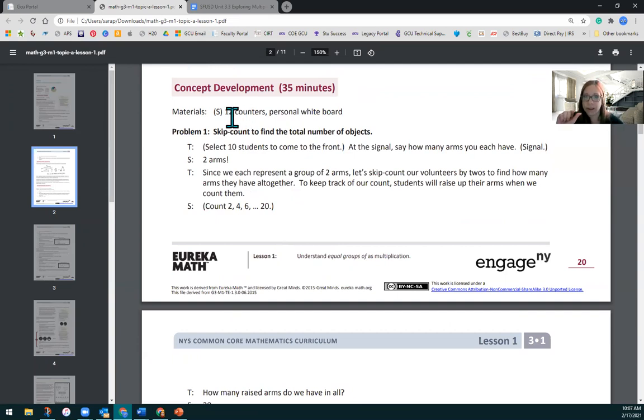We have a little bit of a constructivist strategy in here. We have kids using counters, which is very hands-on. It says problem 1, skip count to find the total number of objects. Select 10 students to come to the front and say how many arms each of you have. 2 arms. So we're starting with a quick constructivist activity where they're skip counting by the students in the front. Since each of the students represents a group of 2 arms, let's skip count our volunteers by 2s and have them come together.